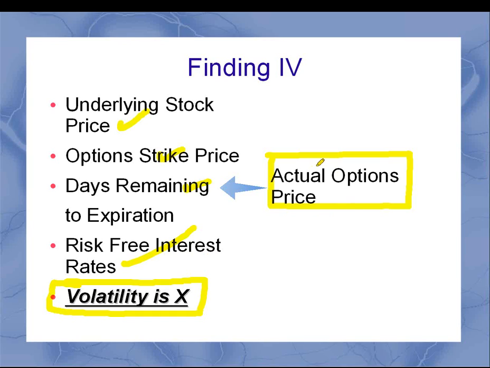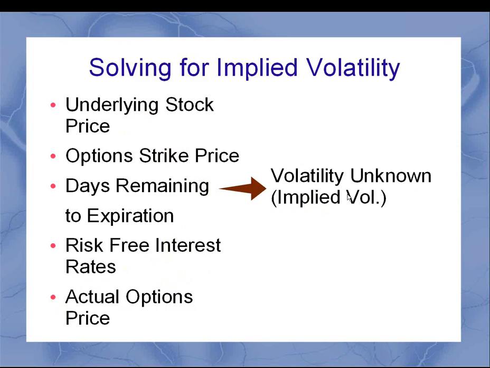But taking the actual options price, we can solve backwards, and then the number that we get, of course, is the volatility. So working the equation for underlying stock price, strike price, days to expiration, and the actual trading price of the option, we can solve for the implied volatility. What is the number that justifies where the actual options price is?